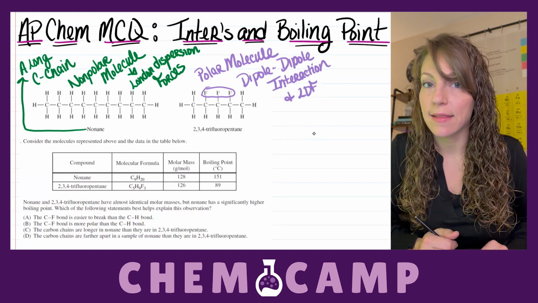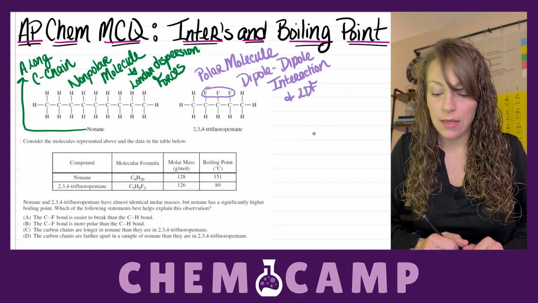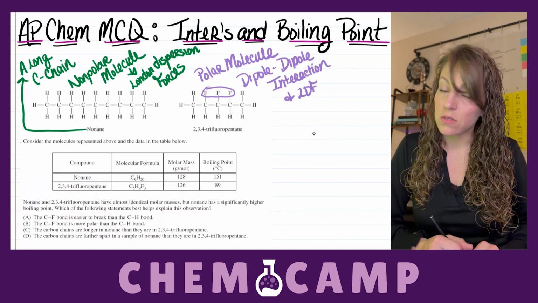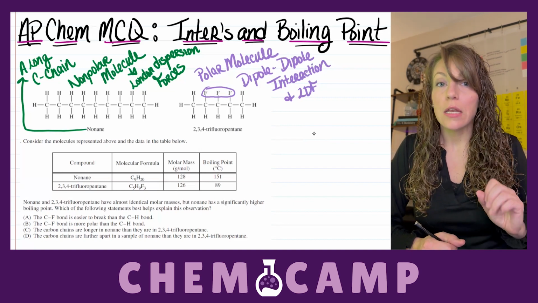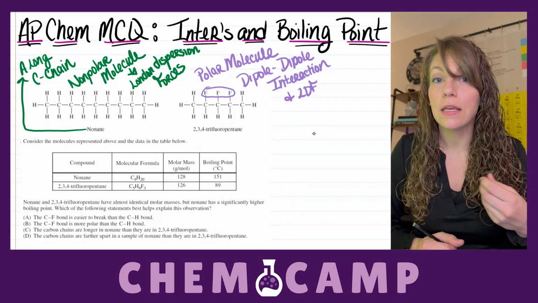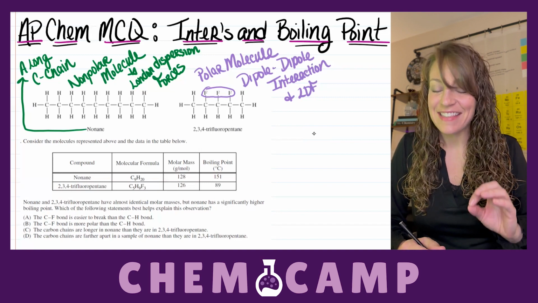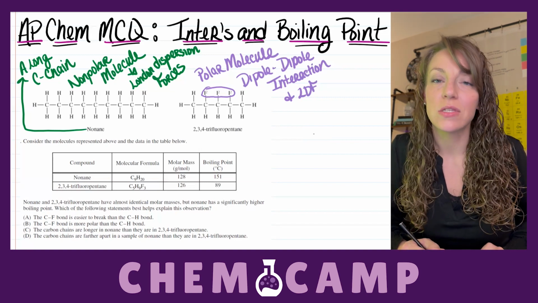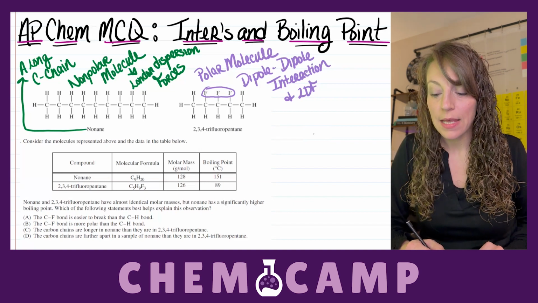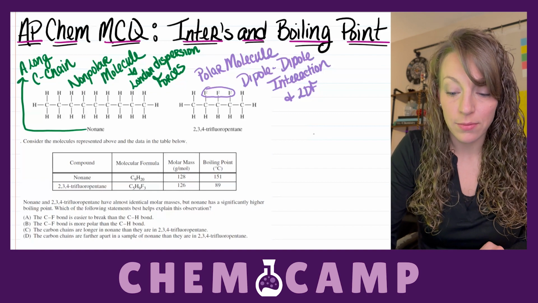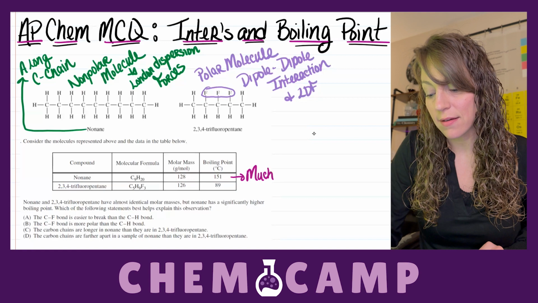Let's take a look at the data that they give us in the data table. They give us the compound names again. They give us also the molecular formulas of each molecule, and they give us the molar masses. Now take a look. Nonane, even though it has a significantly greater number of carbons or a longer chain, only has a slightly higher molar mass than the 2,3,4-trifluoropentane. Not only that, but the boiling point, if you notice here, for the nonane is much greater.